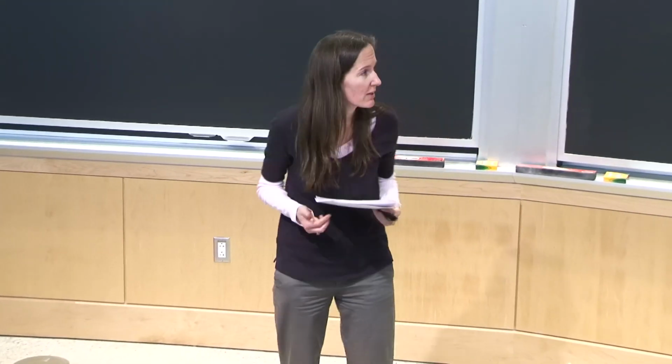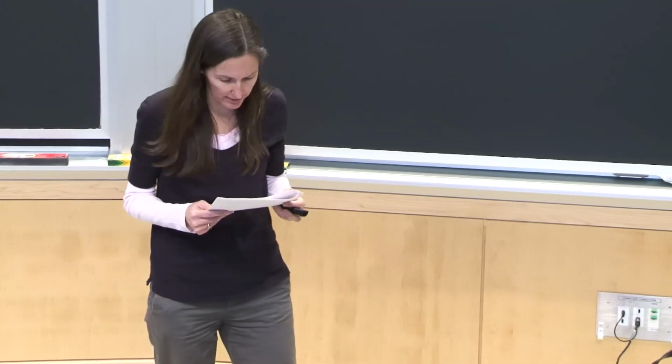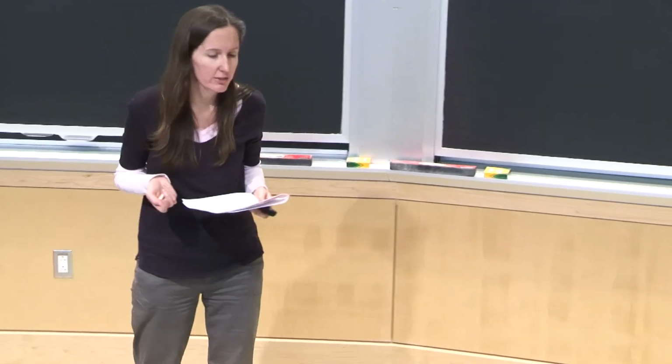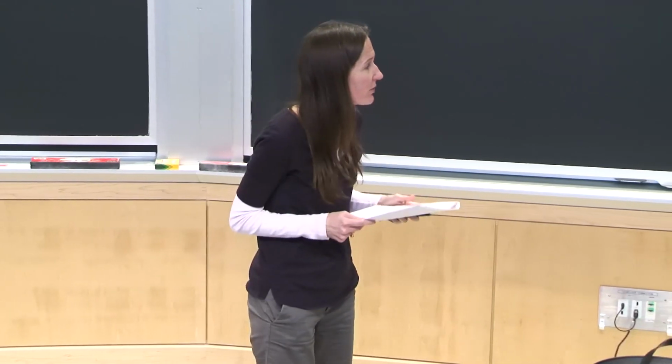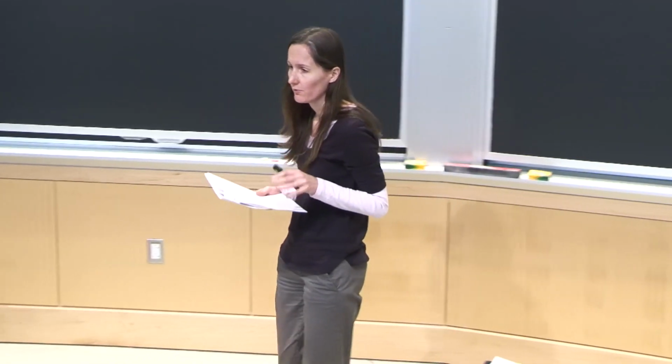So just some things to keep in mind. It's important to think about concentrations, and some approximate concentrations are listed here, if we're thinking about the ribosome, DnaKJ, GroEL, and trigger factor. Just to note that many chaperones are also called heat shock proteins, and this is because their expression increases with increased temperature or stress, so HSP70, HSP60s, that's for heat shock protein. So where we're going to begin is with an overview of trigger factor.